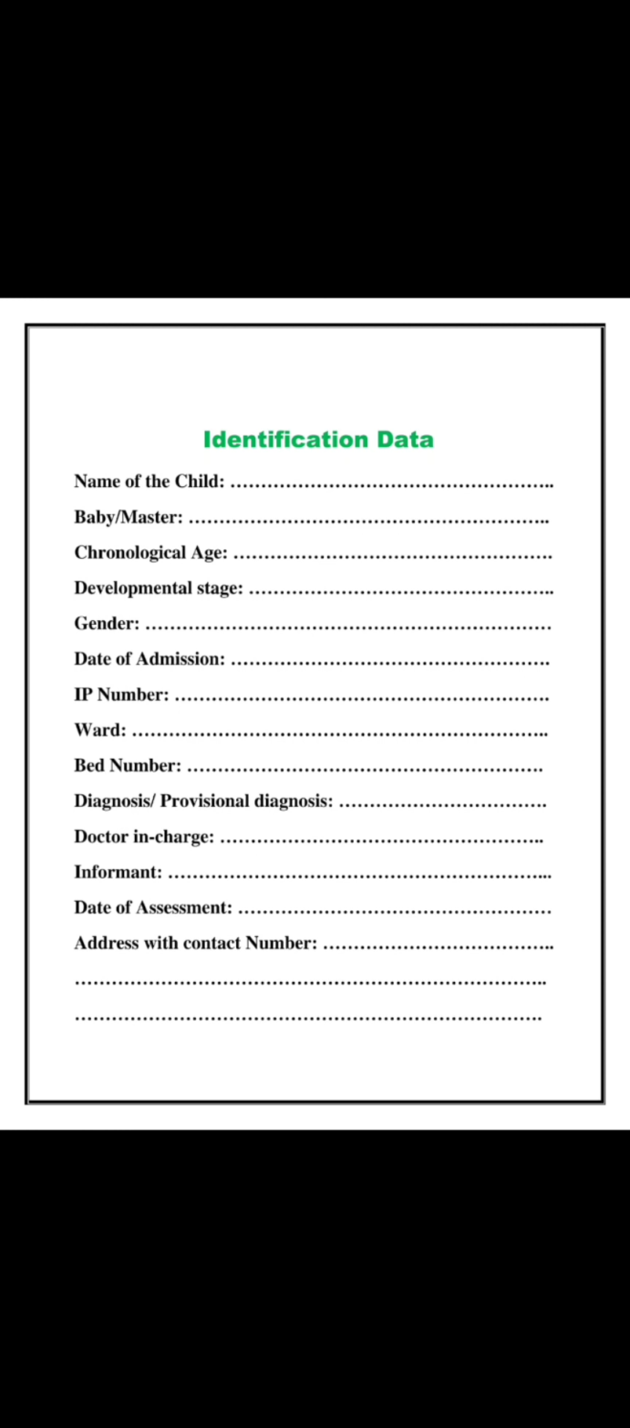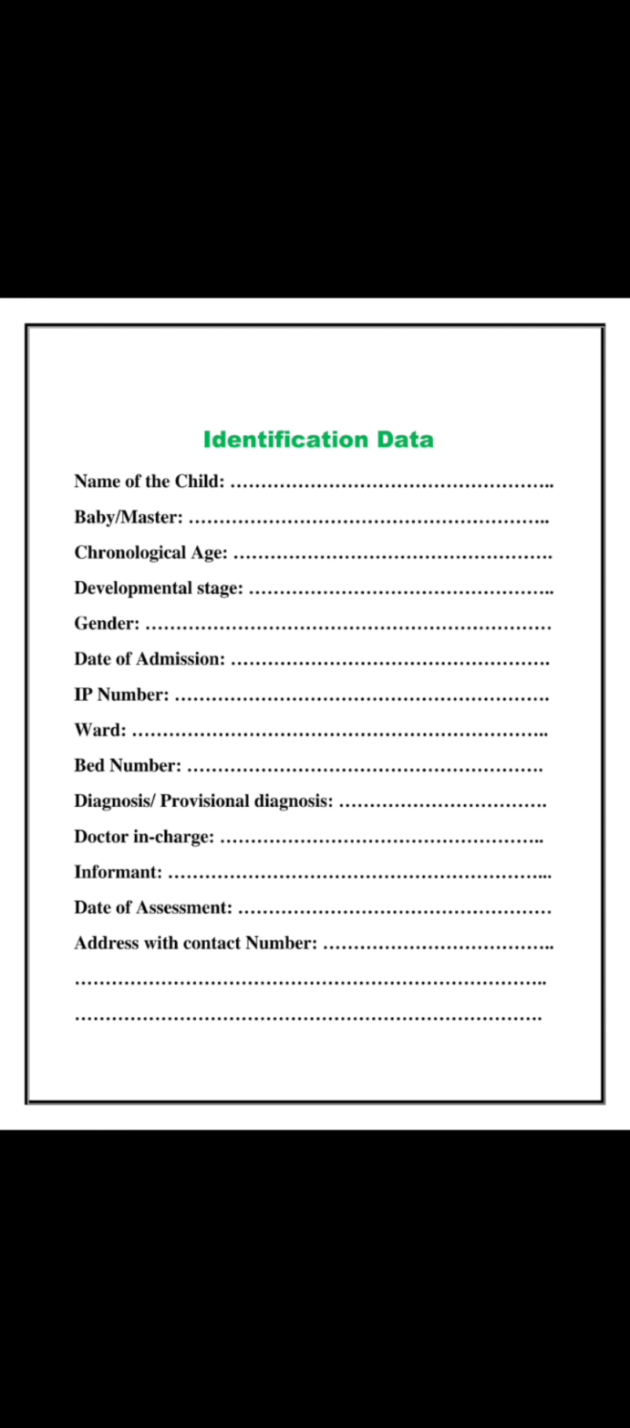Next is gender. If the child patient is male, then we can denote master or boy, and if the patient is female, then denote the alphabet F. And you should know the color coding system. If it is a male child patient, then we can denote with the blue color, and on the other side, if a female baby is there, then we can denote with the pink color for the female child patient.